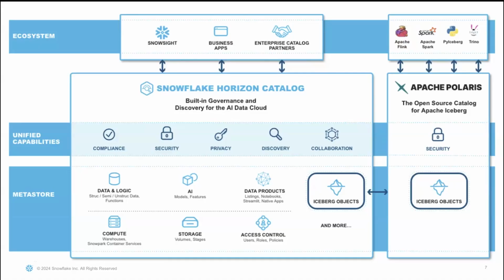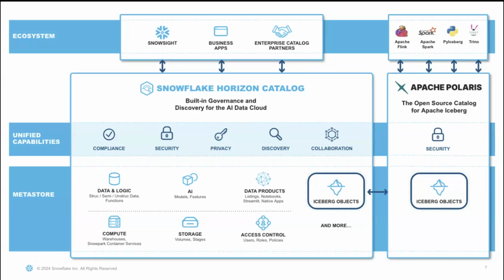Today I'm going to talk about Apache Polaris Catalog and Snowflake Horizon Catalog and how these two interact with each other. Apache Polaris Catalog is the open source catalog for Apache Iceberg that we recently launched in public preview about a couple of months ago. And the Snowflake Horizon Catalog is the built-in catalog in Snowflake accounts, and that has been there for a very long time, since Snowflake started.